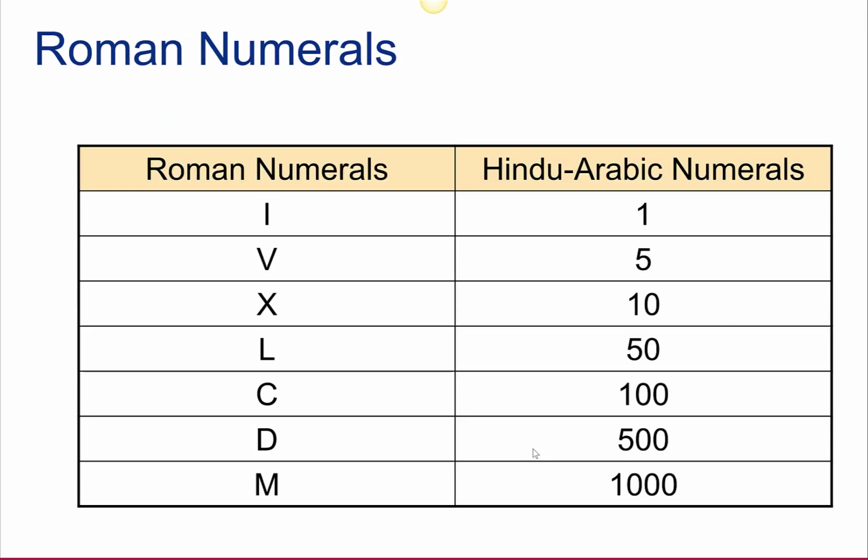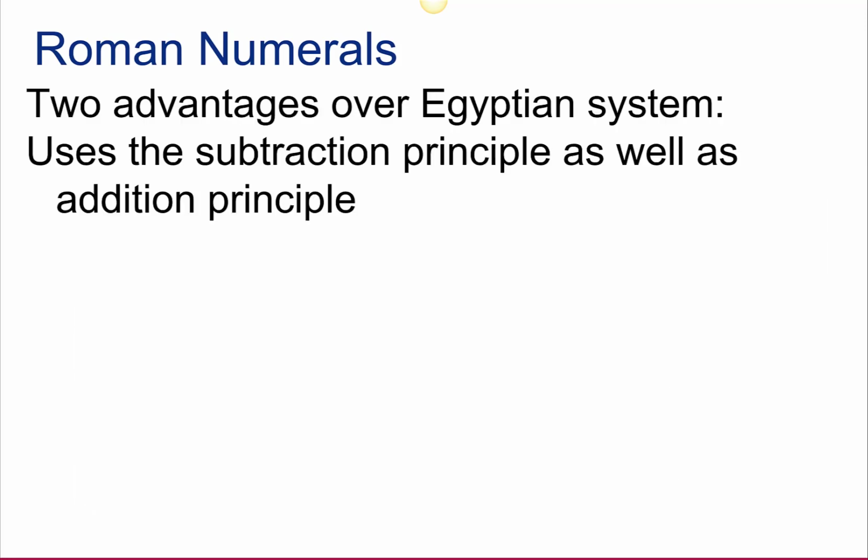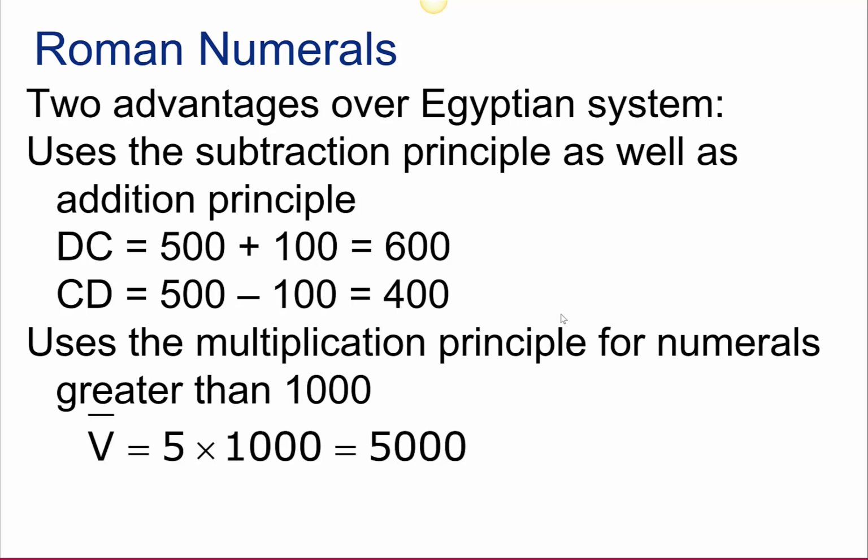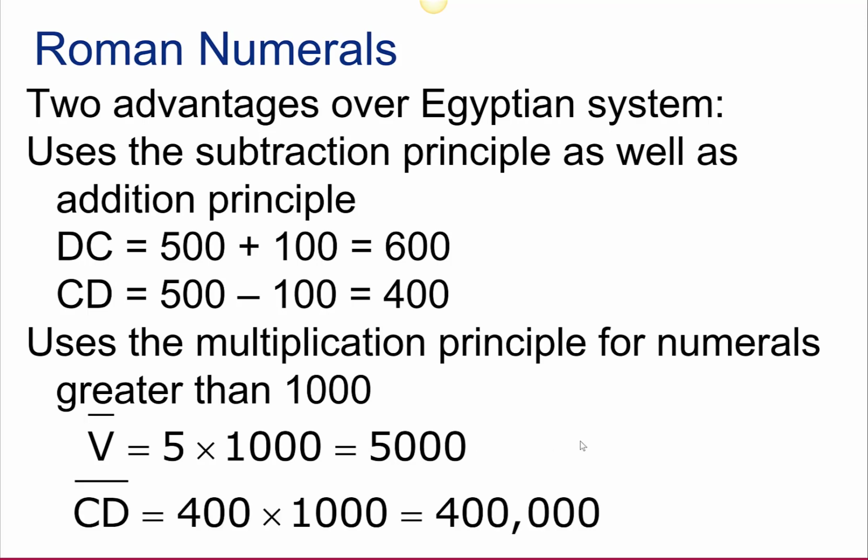In the Roman numeral system, which many people are familiar with, here are the numerals that we have. There are 2 advantages here. It has a subtraction principle as well as an addition principle. So for instance, if you put the numeral D and then follow it by C, that means 500 plus 100 is 600. If you put them in a reverse order where the numeral to the left has a smaller value than the numeral to the right, that means to subtract. So 500 minus 100 is 400. And then a multiplicative principle, we put a small horizontal bar over the symbol, and that means to multiply it by 1,000. And there's 2 examples there.